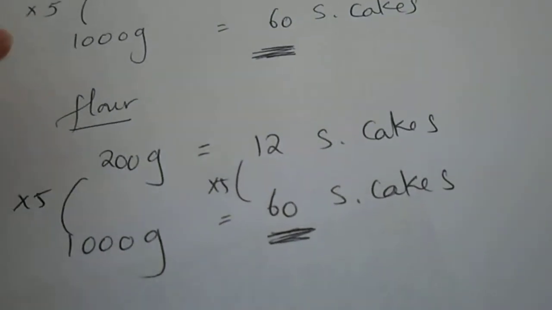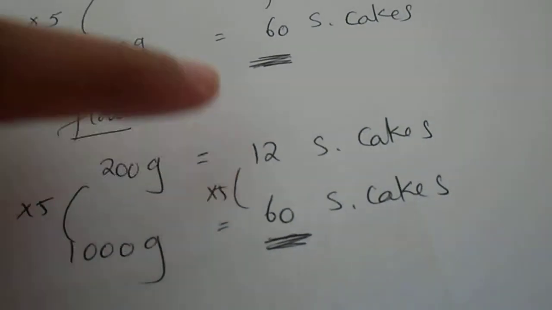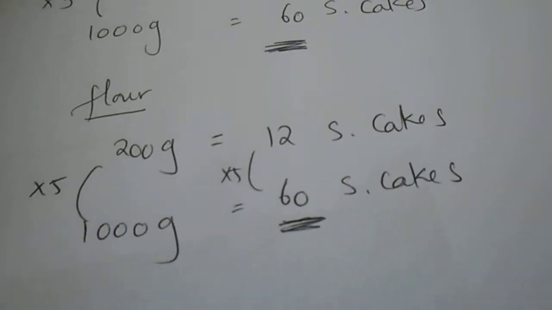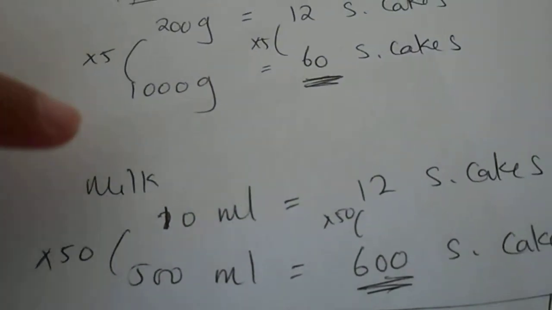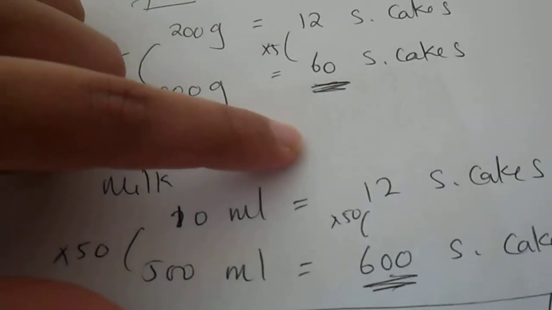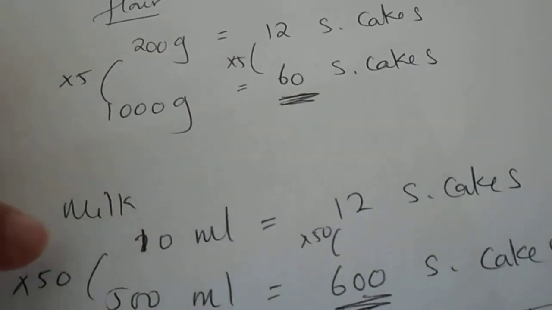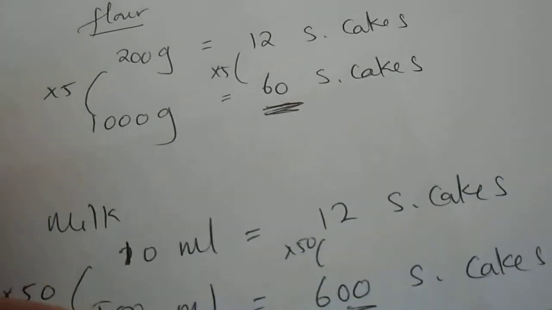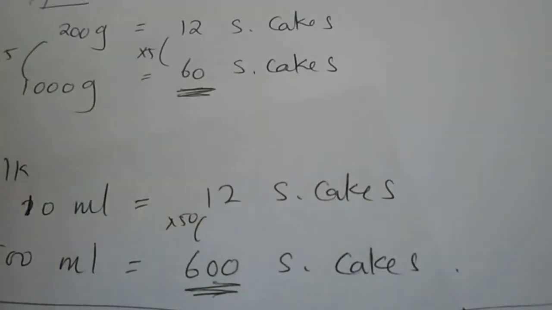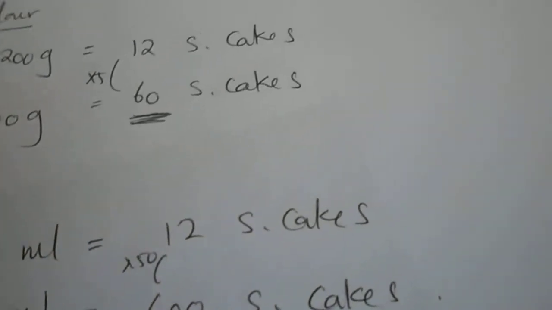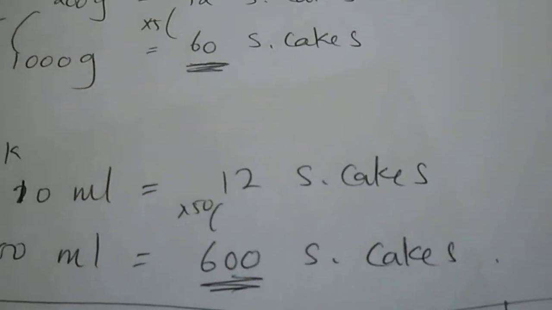And likewise for flour, 200 grams of flour is equal to 12 shortcakes. 1000 grams, again we multiply by 5 and we get 60 shortcakes. And finally for milk, 10 milliliters of milk is 12 shortcakes. So to get from 10 to 500, we multiply by 50. So 10 times 50 is 500 milliliters. And of course, if you're multiplying one side by 50, you ought to multiply the other side by 50 too. 12 times 50 is 600 shortcakes.